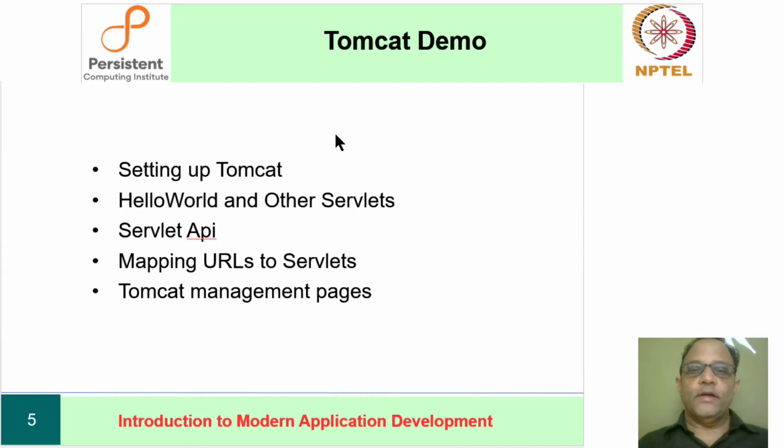Okay, now let's go ahead to our demo. In this demo, we will see how Tomcat is set up once you have the basics installed. And as usual, we will proceed by looking at simple servlets like Hello World and a few others. These are shipped with Tomcat, and it makes it very easy to get the basics of a system working. We will study the servlet API as we look at the code for these servlets, and then we will discuss things such as mapping URLs to servlets and what the Tomcat management pages contain, as we go ahead with the demo.